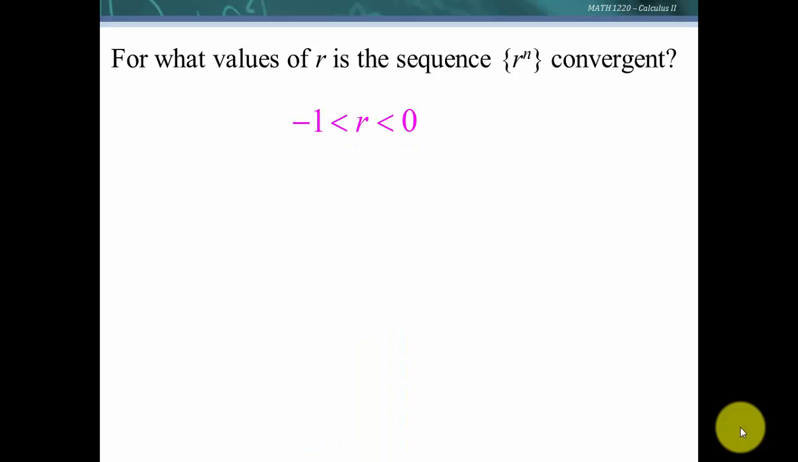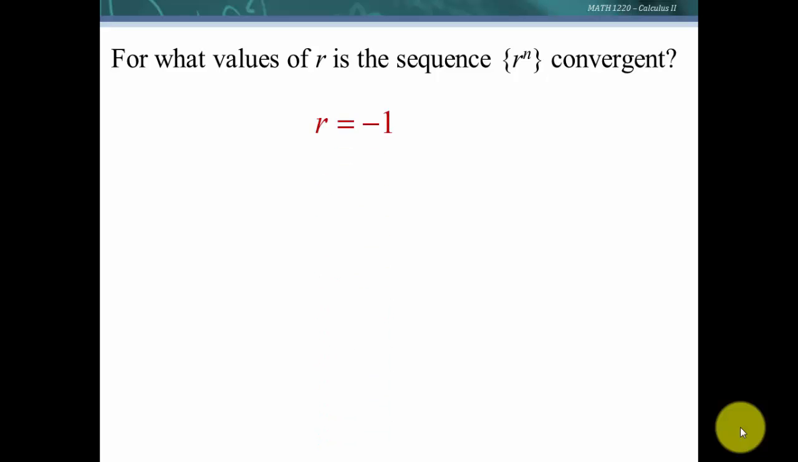What if r is between -1 and 0? So like -1/2 or -0.2. Well, as we multiply a negative together, every time we are on an even-powered integer, it's going to be positive, and every time we're on an odd-powered integer, it's going to be negative. So it's going to alternate signs, but its magnitude is going to get smaller and smaller. We can see it alternates on either side of 0, but it is approaching 0 and is convergent.